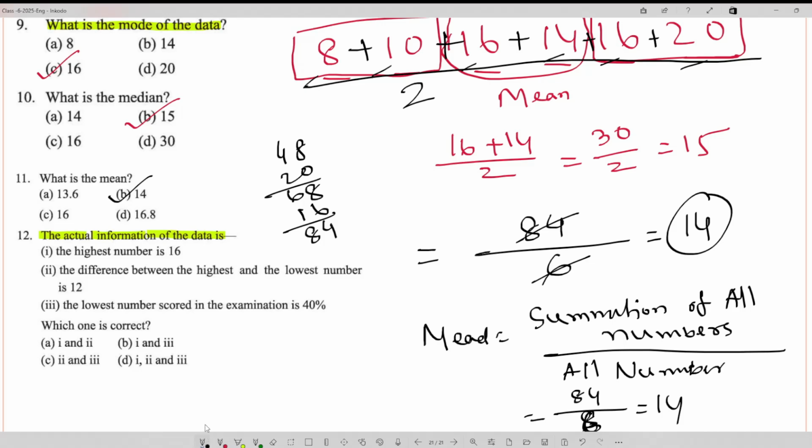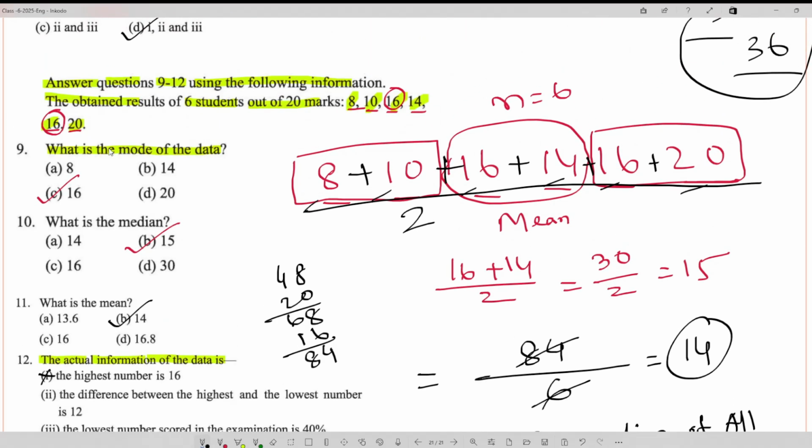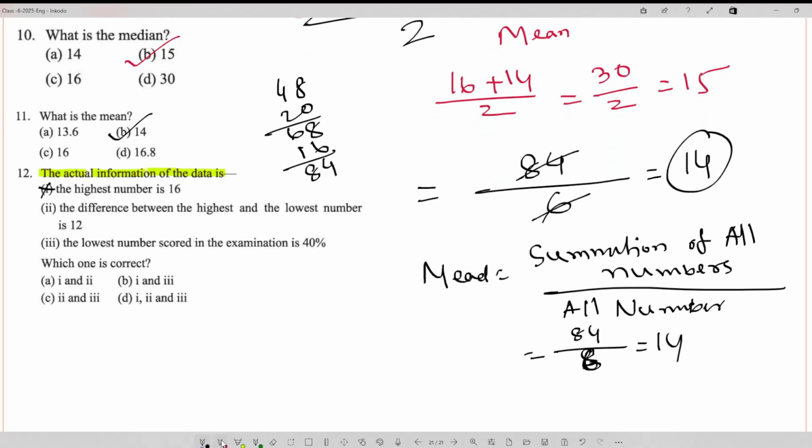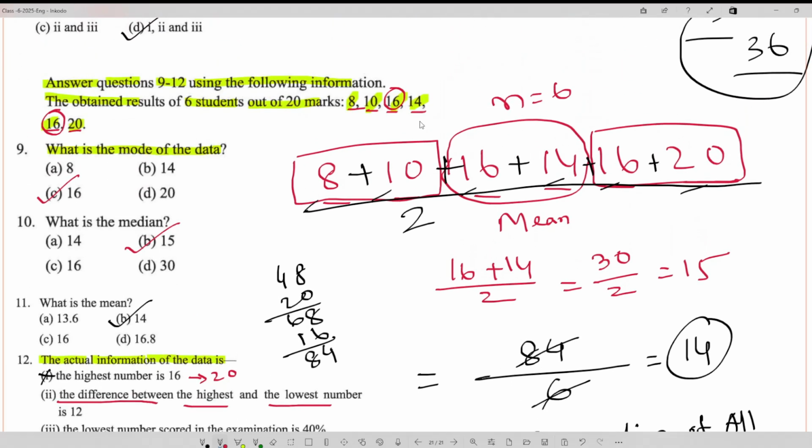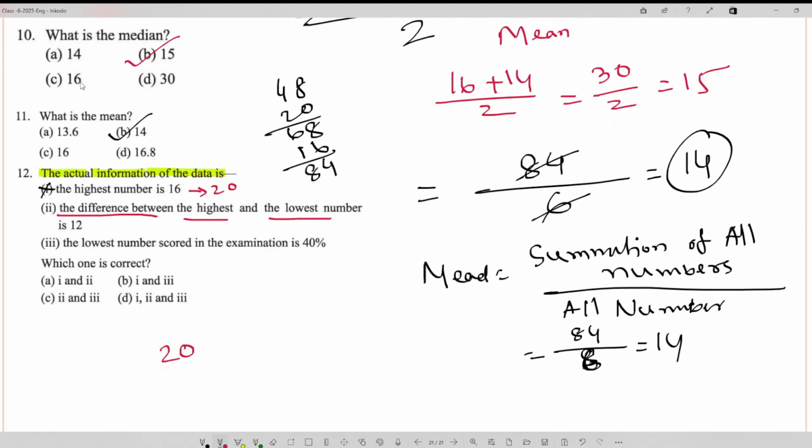Is it true? No, it's not true, because the highest number is 20. Okay, the highest number is 20. So this information is not right. Now the difference between the highest and the lowest number is 12. So highest number is 20, and let's see what is the lowest number. Lowest number is 8. So 20 minus 8 equals 12, and this is our right answer.